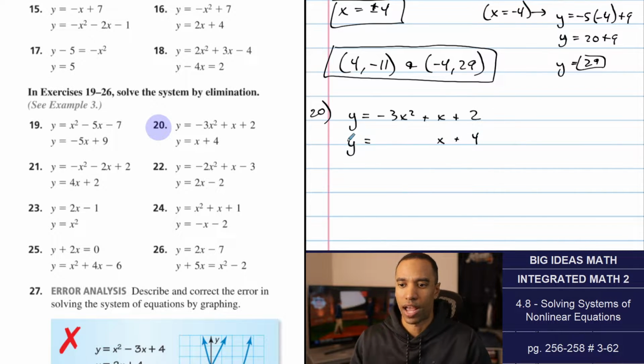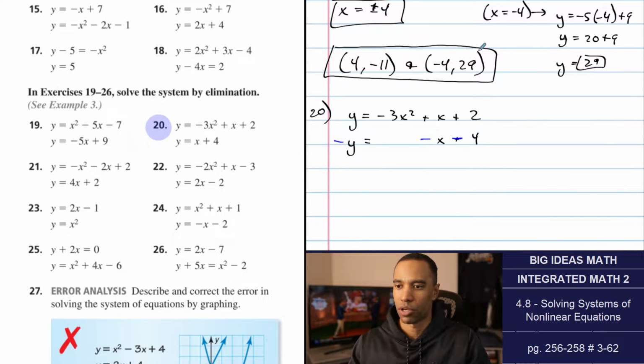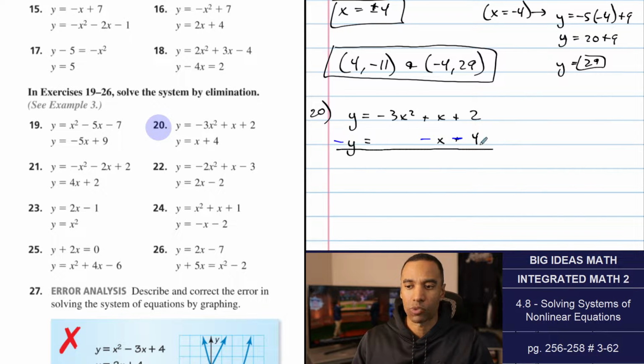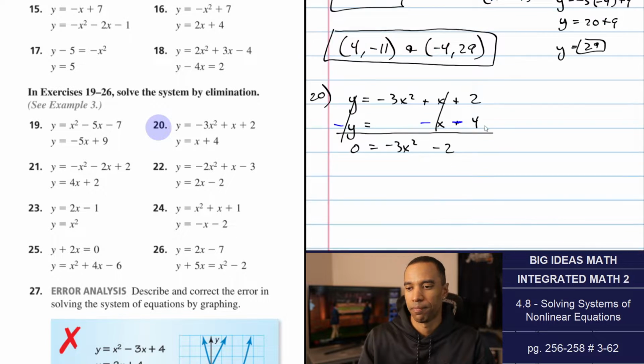Now, once again, a subtraction will be had. Minus, minus, minus. Change all those signs. That's not a requirement, but that's what we're doing. We're subtracting. So y minus y, 0. Negative 3x squared is right here. X minus x, 0. They have to be canceling out a couple times here. 2 minus 4 is negative 2.